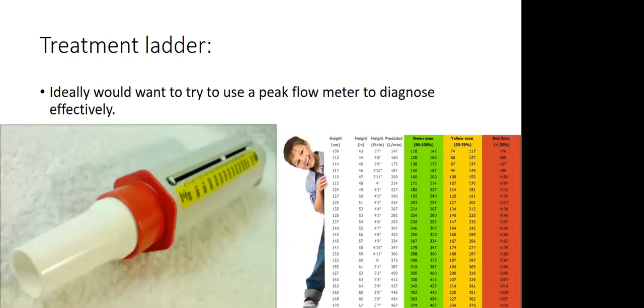Good. So we're going to talk a little bit about the treatment ladder, but I want to just show you a peak flow meter. We need to try to get these more into circulation at ELWA, but this is how you will tell how severe someone's asthma attack is. And you can see in the picture there on, I think, the left of your screen, there is a little tube and all these numbers.